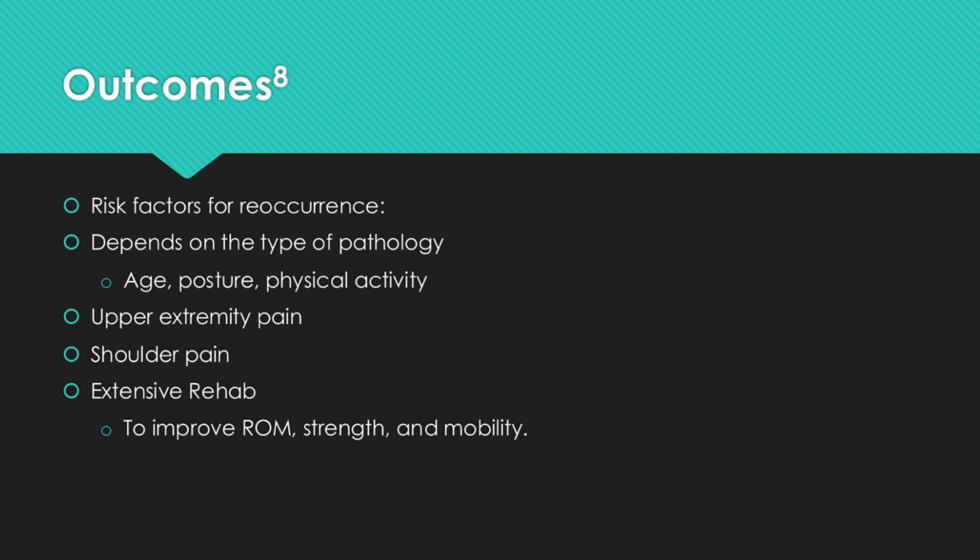For our outcome, patients under this cervical pathology. Reoccurrence can occur. It depends on what pathology they have, for example cervical radiculopathy, which is based on age, posture, physical activity. They could have issues with upper extremity pain, shoulder pain, but as long as they follow the different areas for extensive rehab, they can get back to functioning and improve their range of motion, strength, and mobility within their daily activities.